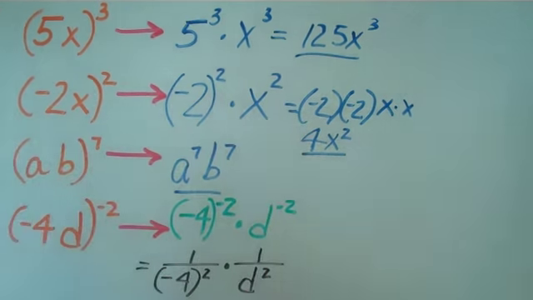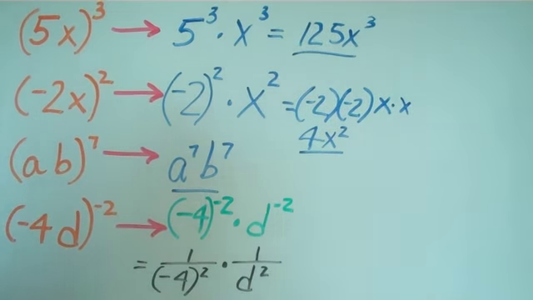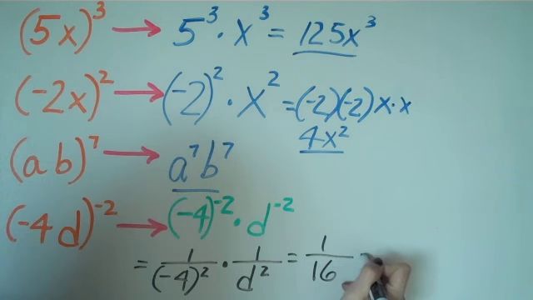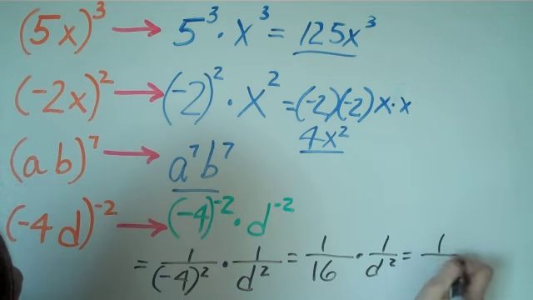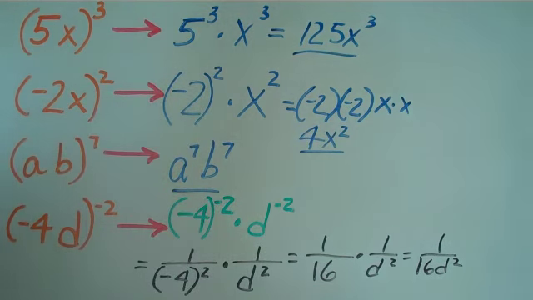Okay, now what does that become? Let's see, can you still see this in there? Well, I think I need to write on a different line. This becomes 1 over -4 times -4, which is 16, times 1 over D squared. Or we could simply write it as 1 over 16D squared. And that's our final answer.